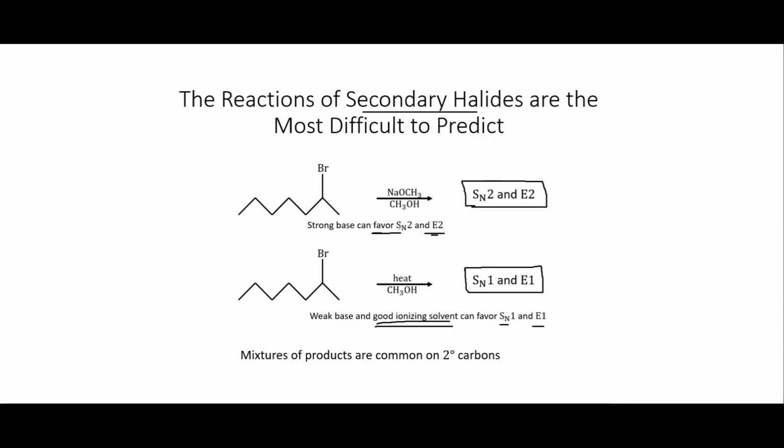If we have a strong base, that can favor the bimolecular reactions here, whereas if we have a weak base and good ionizing solvent, we can favor the SN1 and E1, so the unimolecular reactions here. But we will get mixtures of products on the secondary carbons.